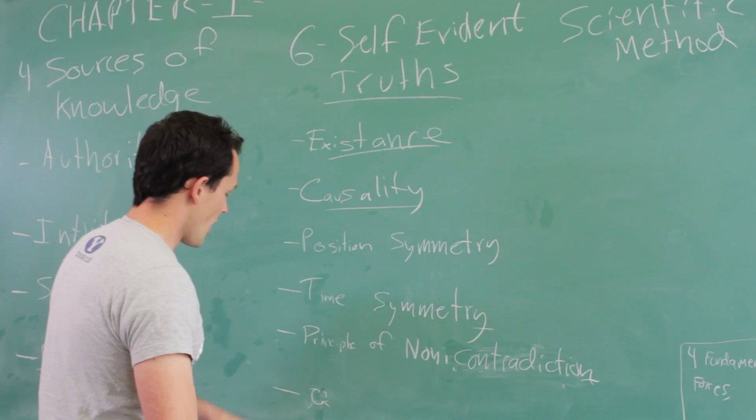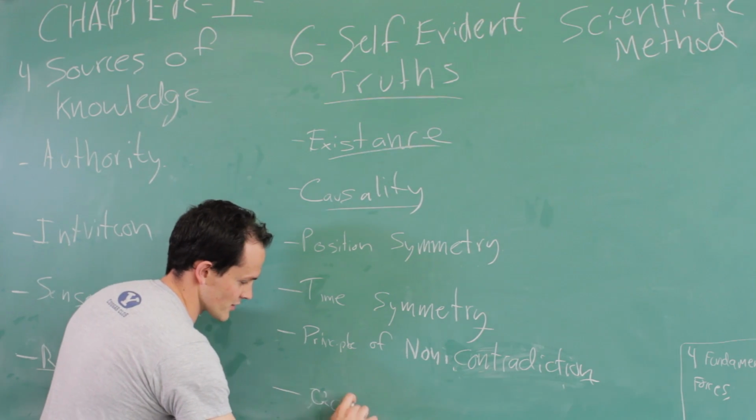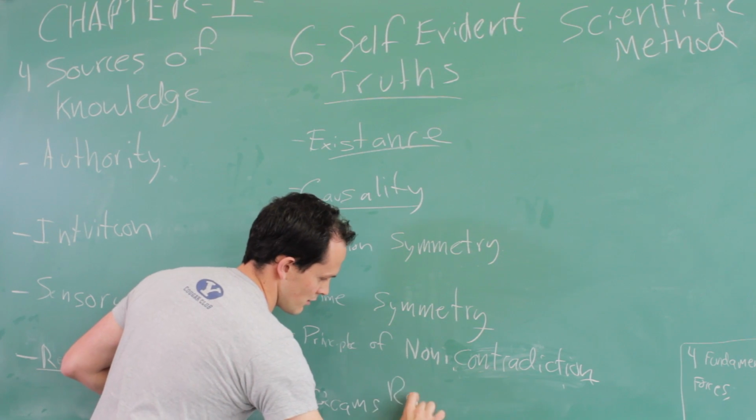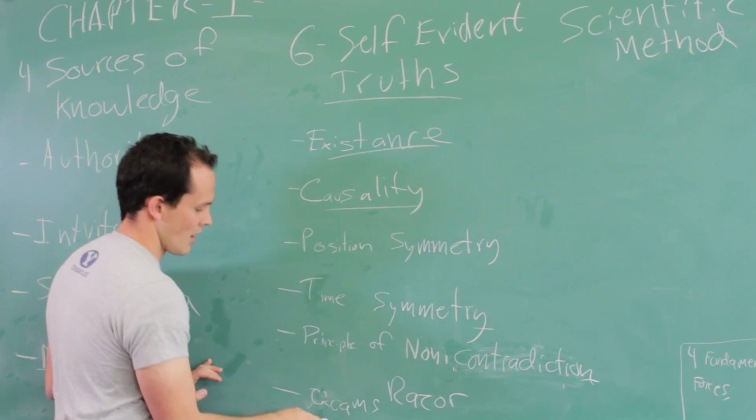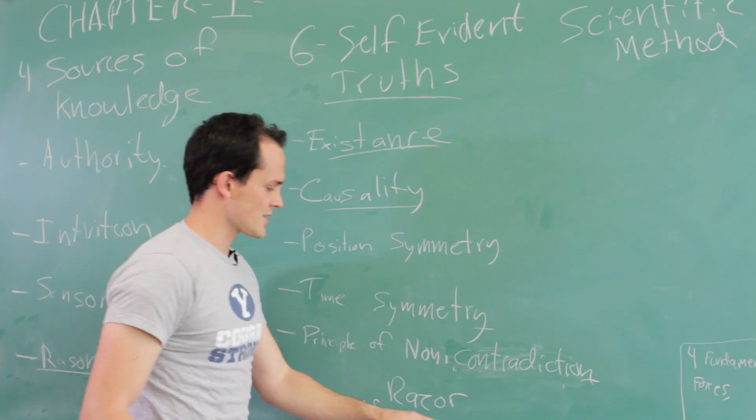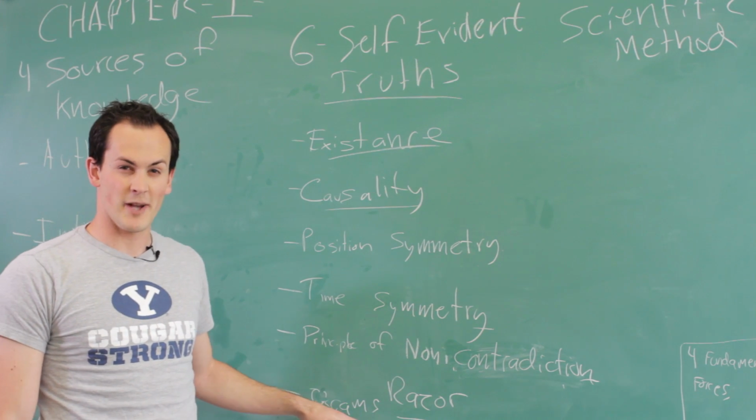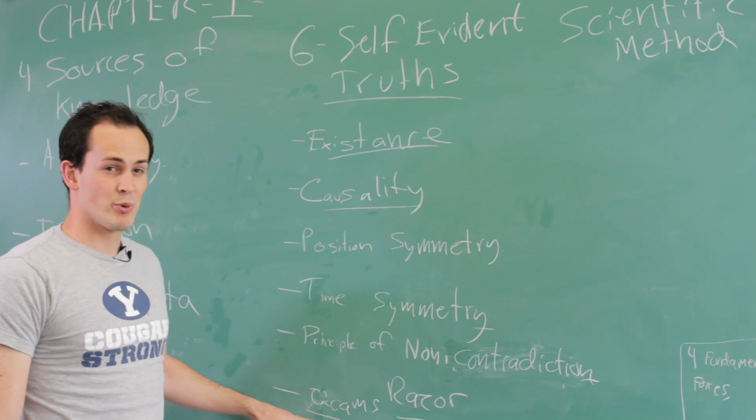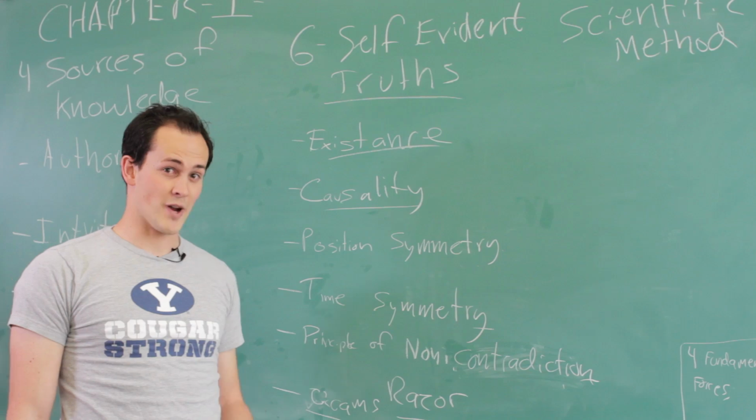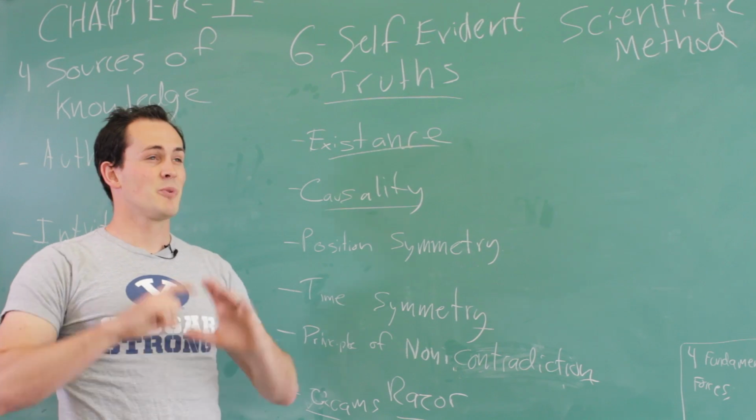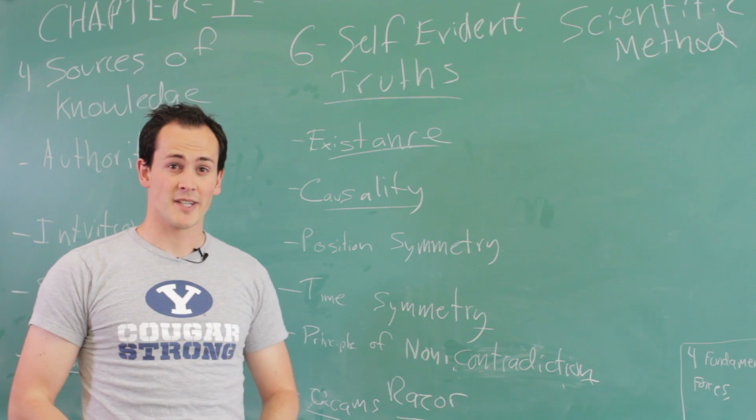Our last principle is Occam's razor. Running out of board down here. Occam's razor just says that if you have competing theories about something, usually the simplest explanation is the correct one. The one that encompasses everything but is the most simple in explaining it.